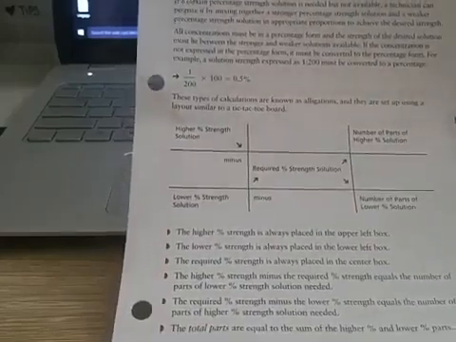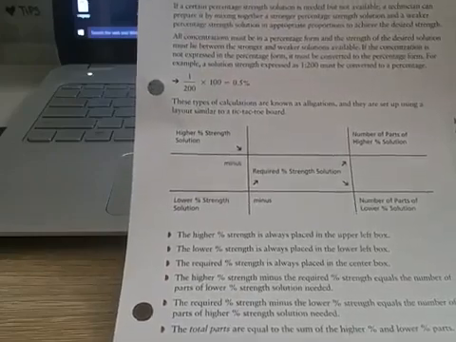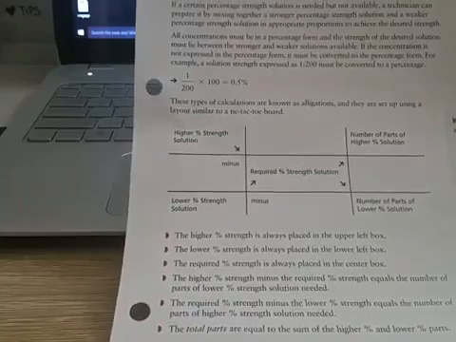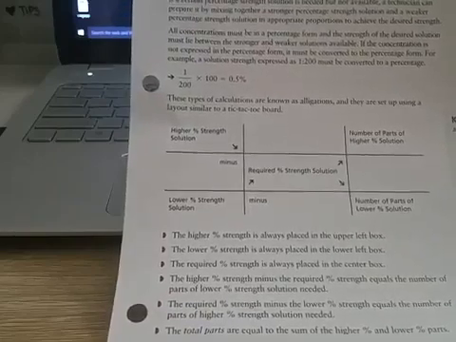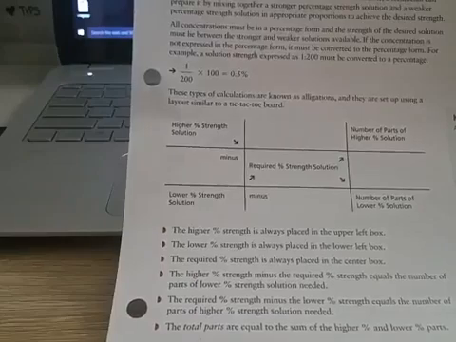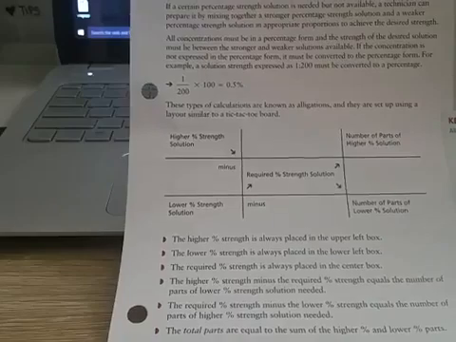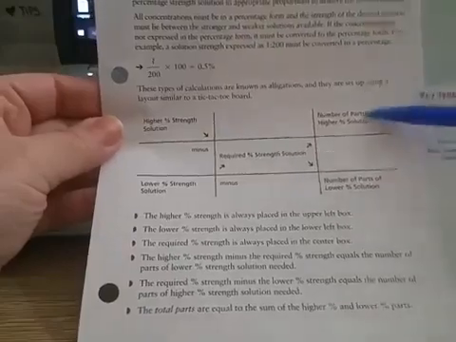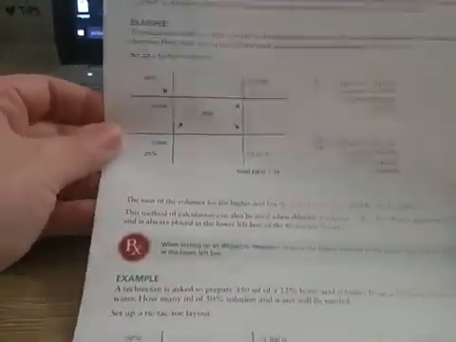So the rules: the higher percent strength is always placed in the upper left box. The lower percent strength is always placed in the lower left box. The required strength is always placed in the center. The higher strength minus the required strength equals the parts of the lower strength. The required strength minus the lower strength equals the parts of the higher strength solution needed. At the end of the day, you're going to calculate how many parts are in total and sum that up, and then do your problems as we're going to describe now.